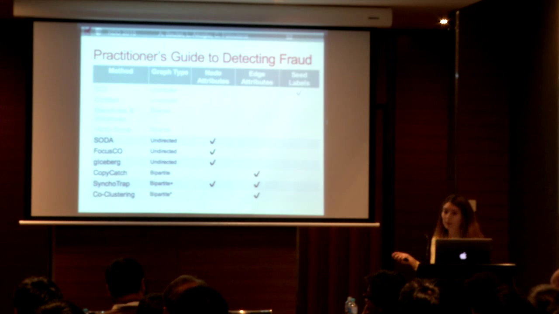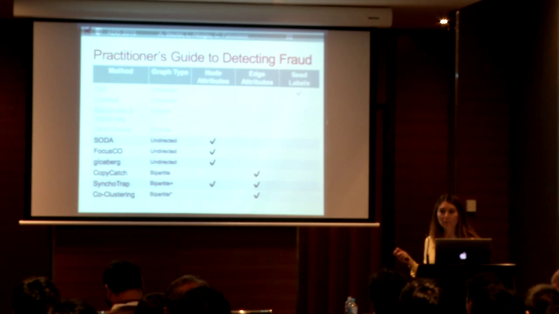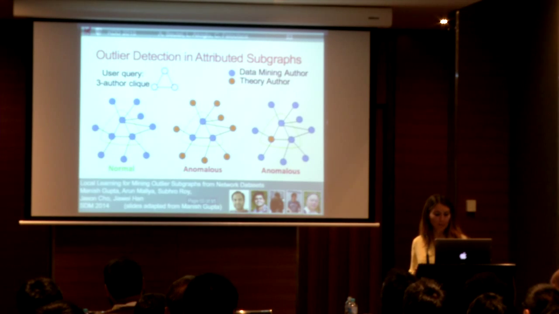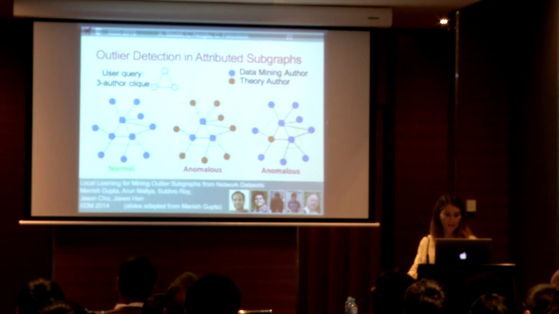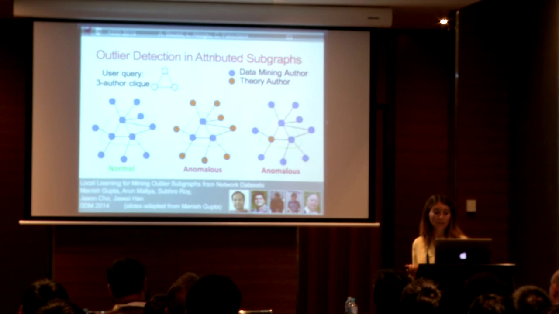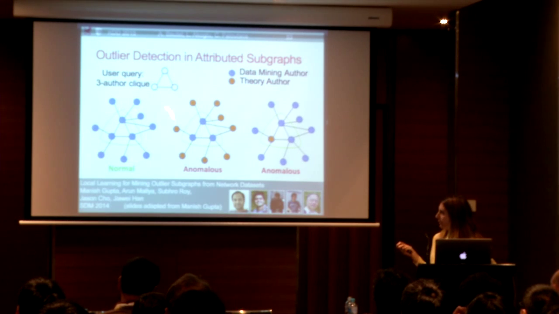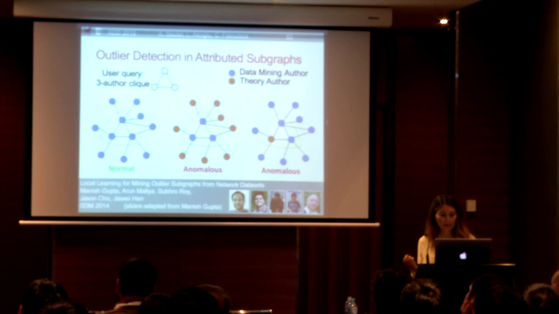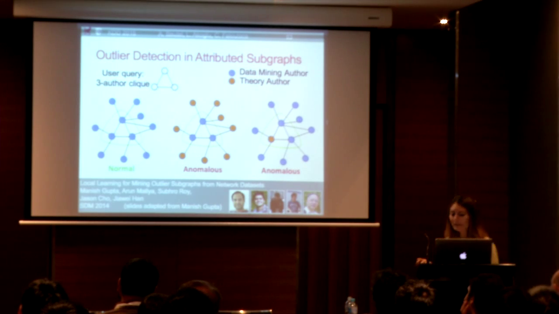All right, so in the next section, as I said, I'm going to talk about graphs with node or edge attributes. So they're going to be more complex graphs, and the type of fraud you'll see will be more complex. So let's start with Gupta et al.'s work for detecting anomalous subgraphs in attributed graphs. In this case, you have a subgraph like this where nodes are labeled by their attribute. For example, an orange one is a person working in theory versus a blue one is data mining.